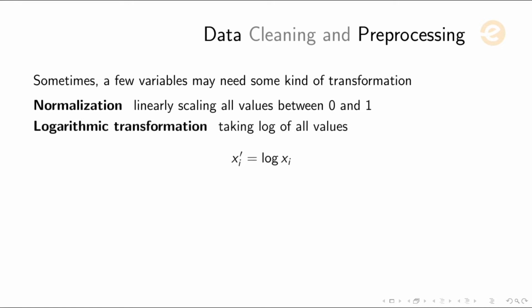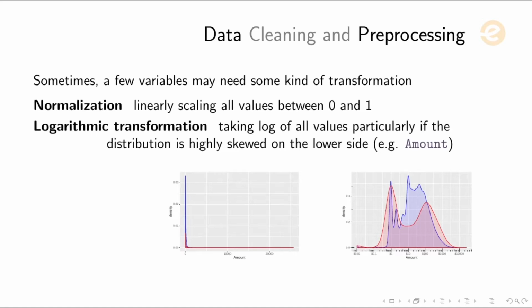Secondly, you can use the log transformation and take the logarithm of all values in particular columns. As we have seen in the case of our variable amount, most of the values were skewed on the very lower side of the range, and when we took a log, that distributed the values almost evenly throughout the whole range. So sometimes a logarithmic transformation can do wonders and it can reveal a lot of important information.